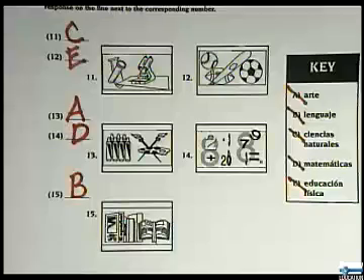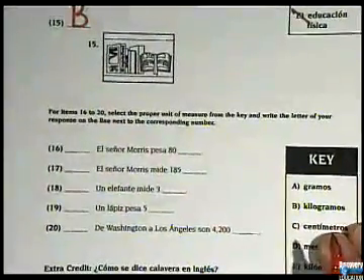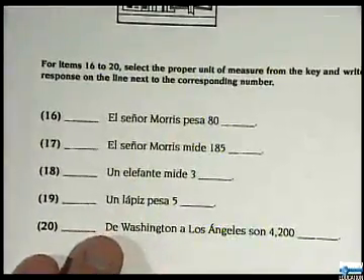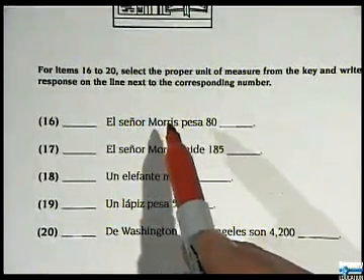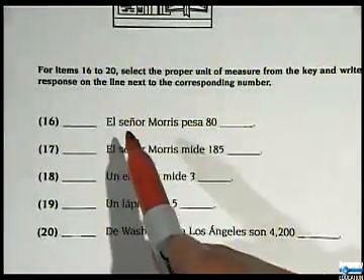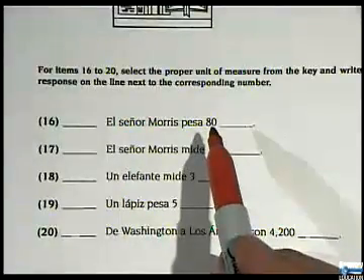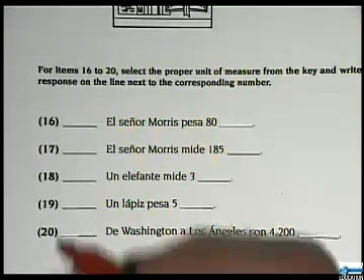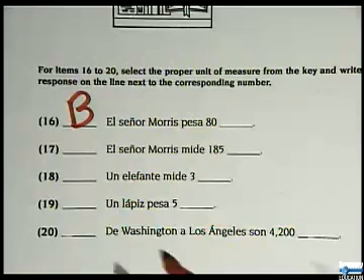Very good. Let's go ahead and look down at the bottom here, numbers 16 through 20. Okay, let's see. Number 16. El señor Morris pesa 80. Well, remember, pesa means to weigh. 80. Well, when we weigh, we use either grams or kilograms. In this case, we're going to use kilograms because grams are too small. So that's letter B. Number 16 is letter B.